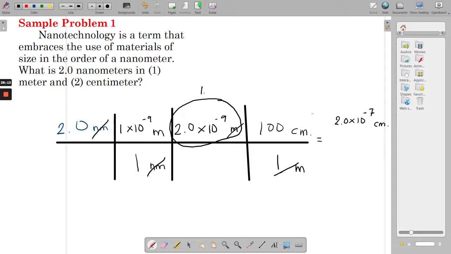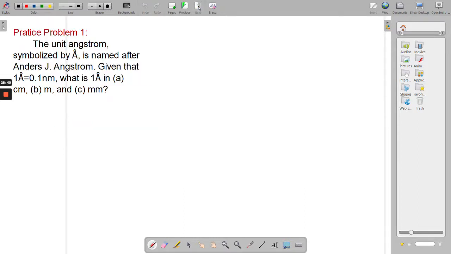If you don't know how to do that, you can just use a calculator. If I were you, I would use the calculator so I won't be wrong. So our answer would be 2.0 times 10 raised to negative 7 centimeters. So this is our answer for number 2. So that's how we convert 2 nanometers to meters and centimeters. How about let's try another one.